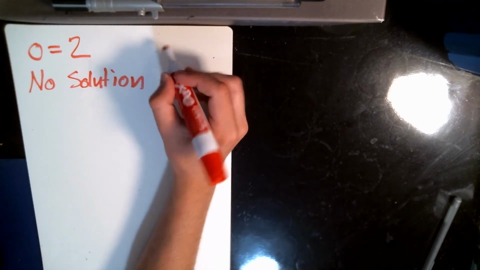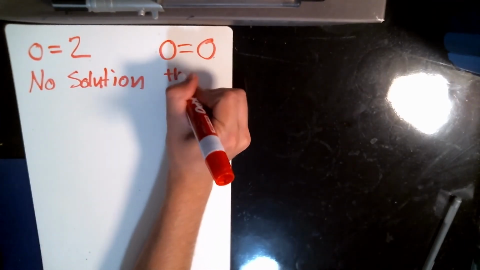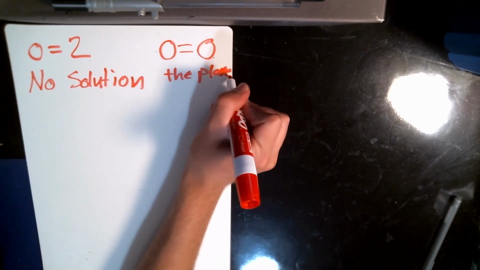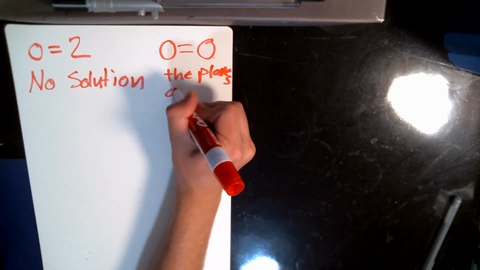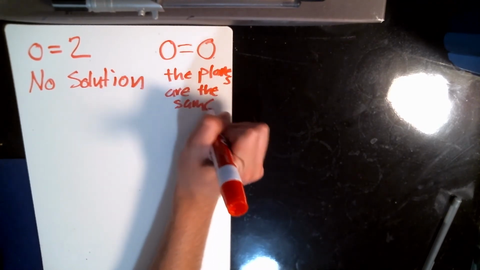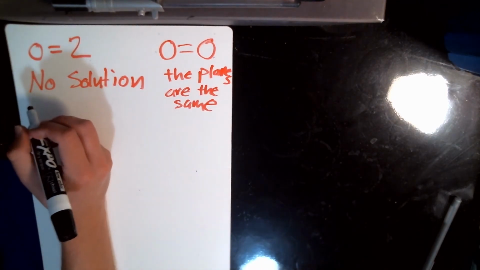If you get something like this, like 0 equals 0, that means the planes that you're dealing with are actually the same plane. Planes are the same. Okay, they intersect everywhere. So I'll show you an example of that real fast. That would be number 7, I think.